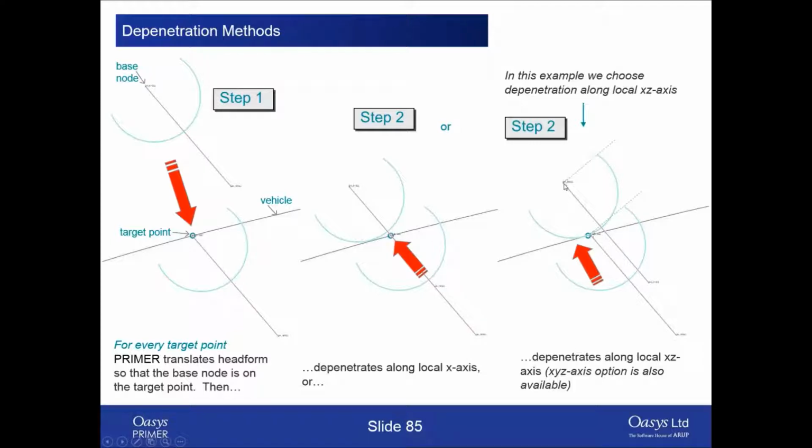What you can do instead is maybe depenetrate along the XZ axis. This means it's free to move in the local Z direction as well. So you can see here, since it is free to move in that direction, our initial contact point is much closer to the target point. And the full XYZ axis option is also available, to move freely in all 3 degrees of freedom.